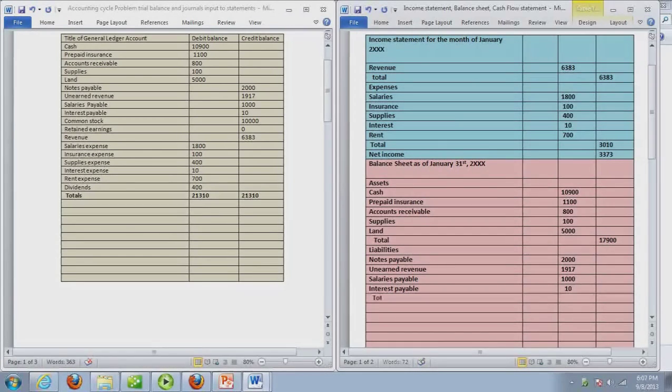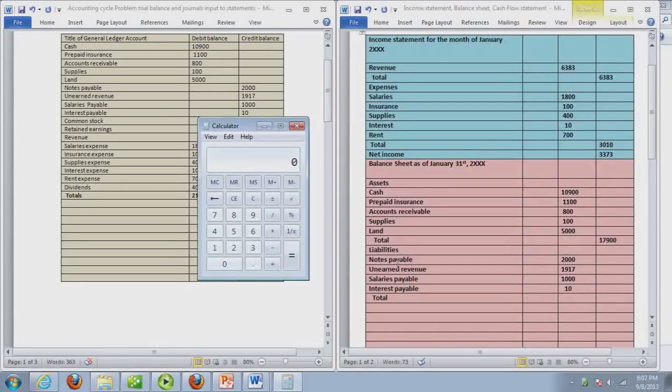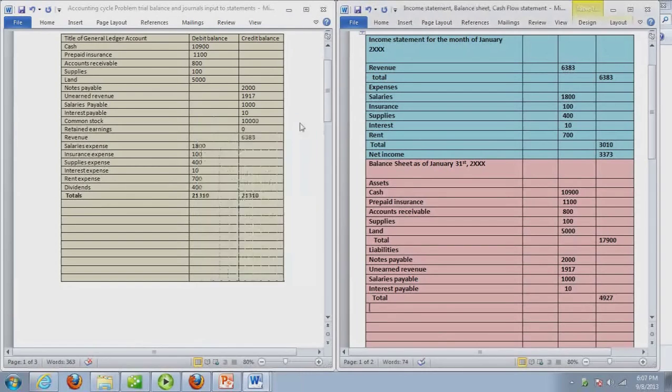So then we can do our total and use our calculator, I think. So we add the four numbers up and hope this is right. Okay, 4927. And again, if it's not right, it's not the worst thing that can happen. And then finally, stockholders' equity. And here we have common stock. And that's 10,000.